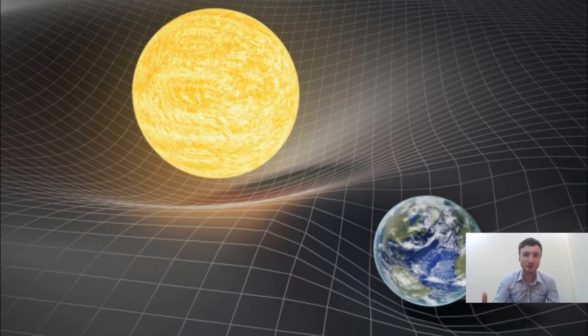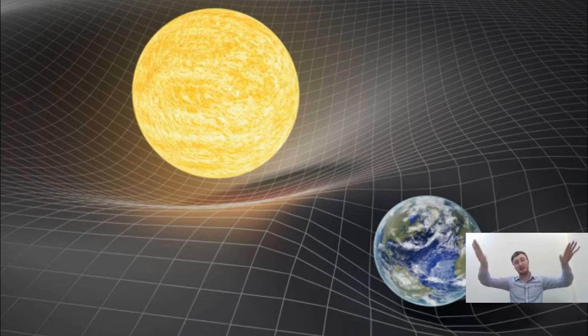And this obviously also applies to the Sun. The Sun has a much greater mass than the Earth, so it's causing this big bend in space. And you can see from this picture that the Earth is creating its own bend in space from its gravity.